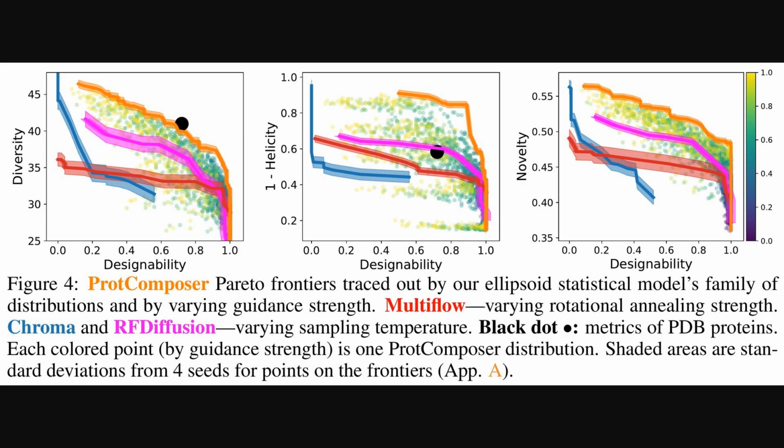Next, figure 4 shows how ProtComposer, using its statistical ellipsoid model, compares to other methods. We see Pareto frontiers. These are curves showing the best possible trade-offs between designability, essentially how likely a structure is to be a real foldable protein, and other key traits like diversity, novelty, and one-helicity. Higher one-helicity means less purely helical structures. ProtComposer, in orange, significantly expands these frontiers, generating more diverse, novel, and compositionally varied proteins that remain highly designable, often better reflecting real protein characteristics, indicated by the black PDB dot.